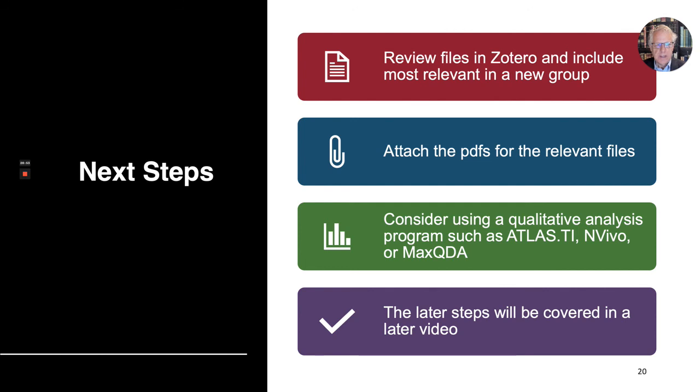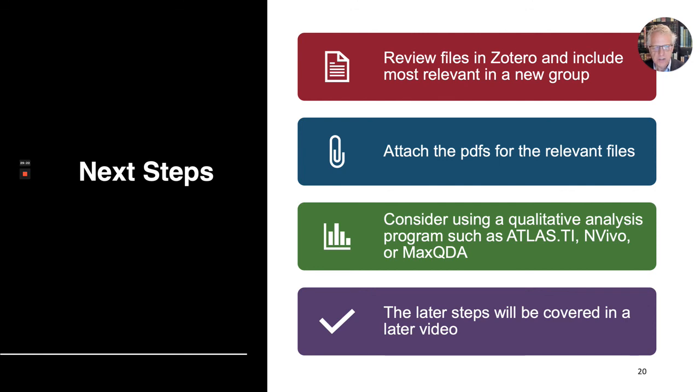Then go out and attach the PDFs for the relevant files. And you do this by going to the particular document in the library, download the PDF, and upload it. There are some efforts to automate that in some of the citation managers. What we have seen with firewalls and various types of protections that libraries and database providers have in place is this often doesn't work very well. You can try it if you wish.